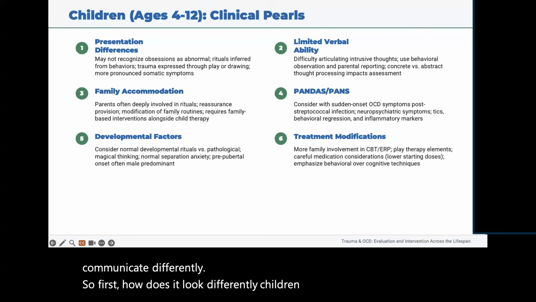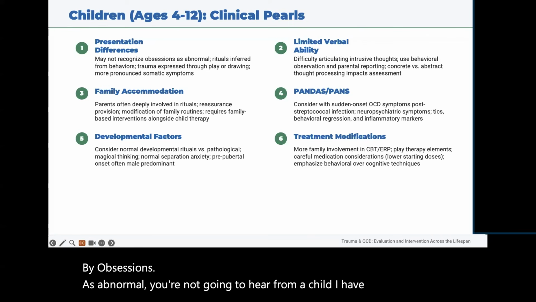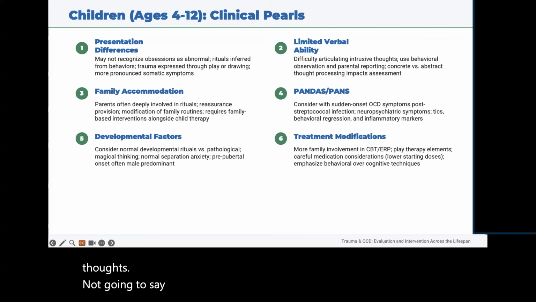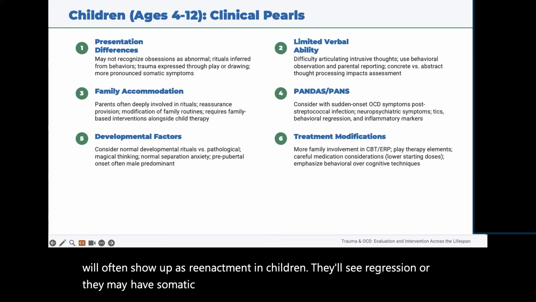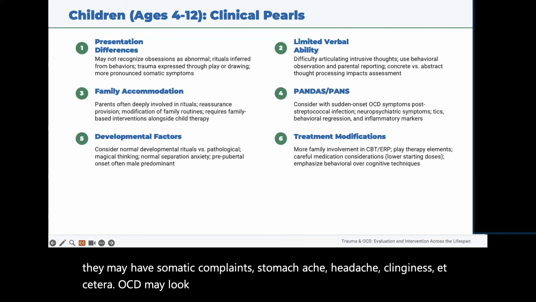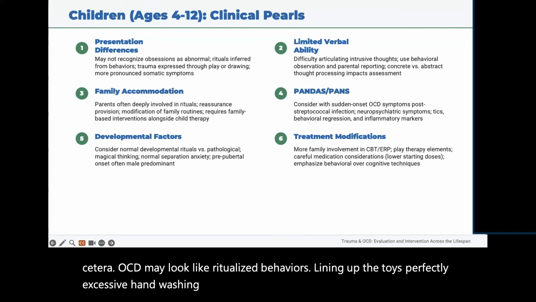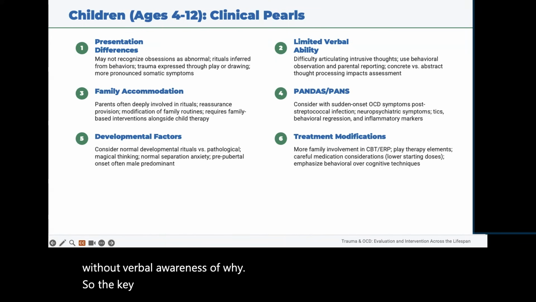Children rarely identify obsessions as abnormal. You're not going to hear a child say, I have intrusive thoughts. You'll see it in behavior, play, or drawing. Trauma will often show up as reenactment in children. They'll show regression, or they may have somatic complaints: stomachache, headache, clinginess, etc. OCD may look like ritualized behaviors, lining up the toys perfectly, excessive hand washing, constantly checking on parents, but without verbal awareness of why. So the key is really observation.